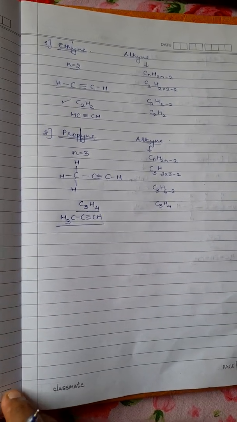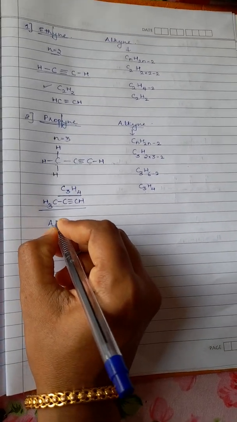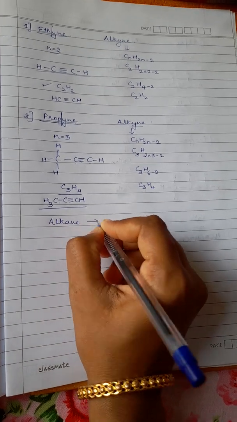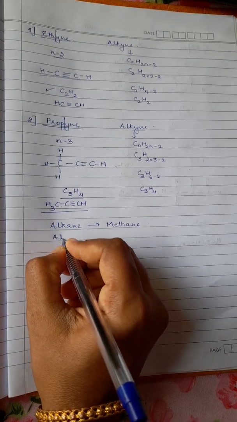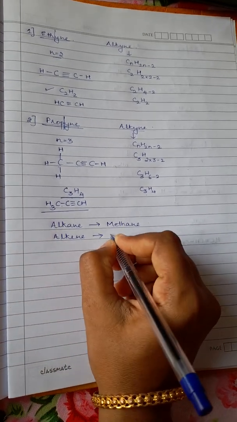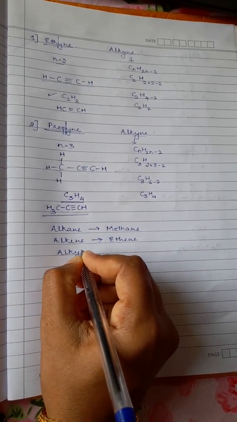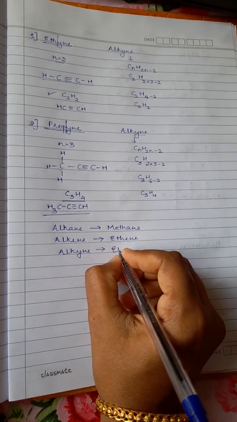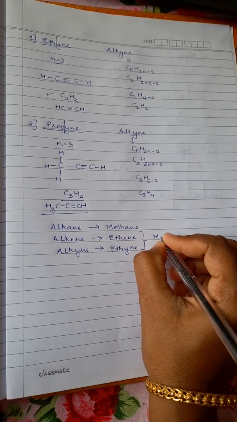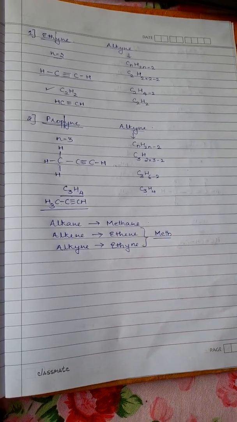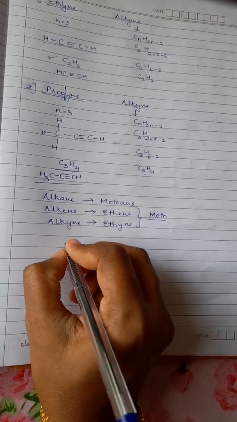Now if you have paid attention to what I just did, when we learnt about alkanes, we started off with methane. When we learnt about alkenes, we started with ethene. When we learnt about alkynes, we started with ethyne. In these two cases, we did not learn any compound that started with meth, the first carbon. Why is that so?